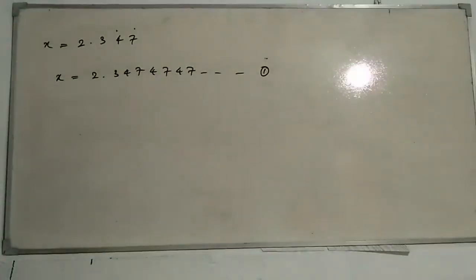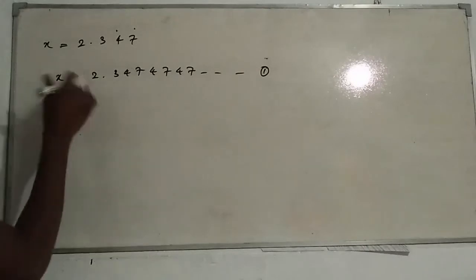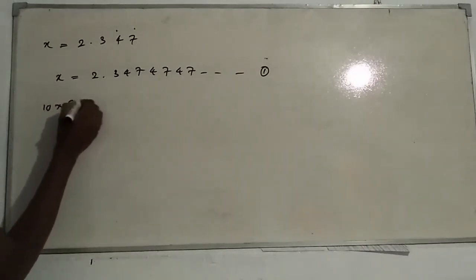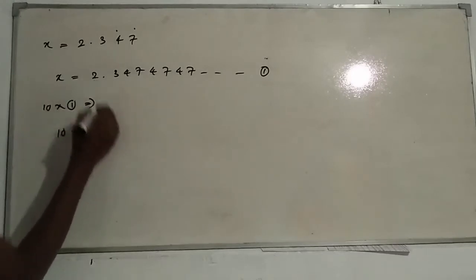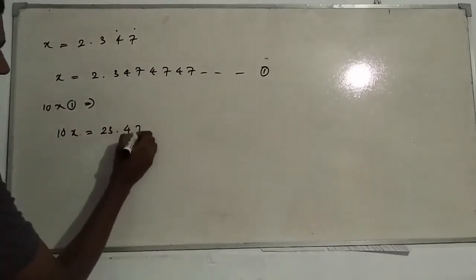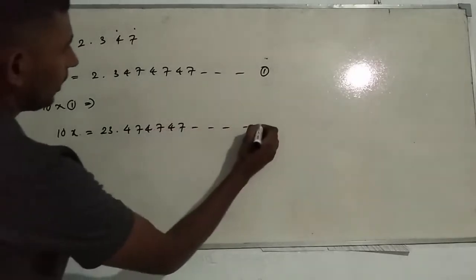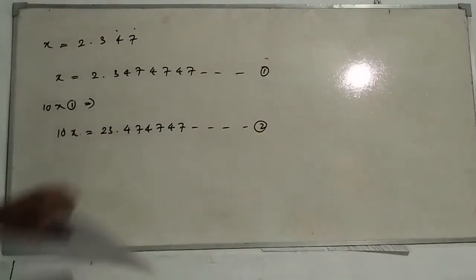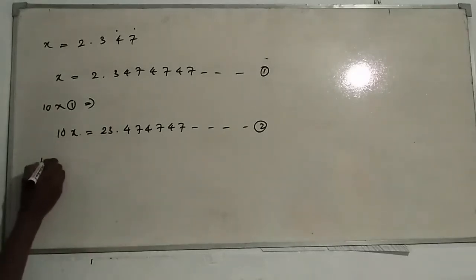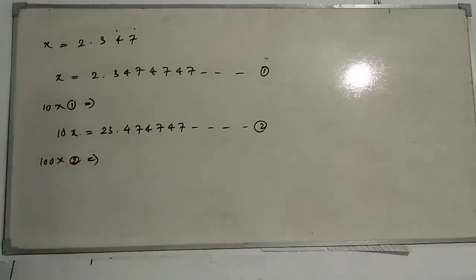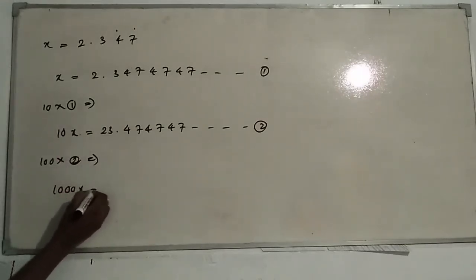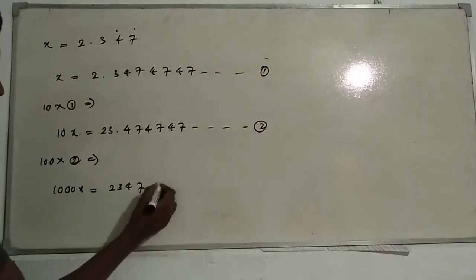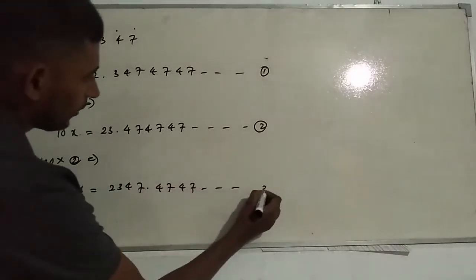Now we have to multiply this equation by 10. Then 10 times x equals 23.474747, going on like that forever, right? Now again, what I am doing is I multiply the second equation by 100. Then you will get 1000 times x equals 2347.4747. Likewise, it's going on forever.